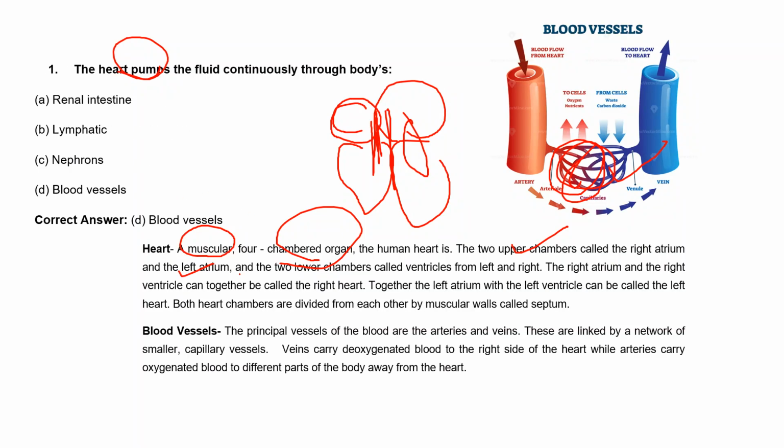So these arteries and veins, that is the blood vessels, are the main component of this system, and the heart pumps the fluid continuously through the body through these blood vessels.